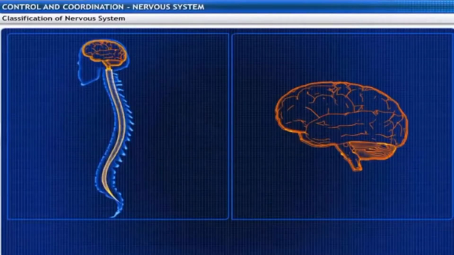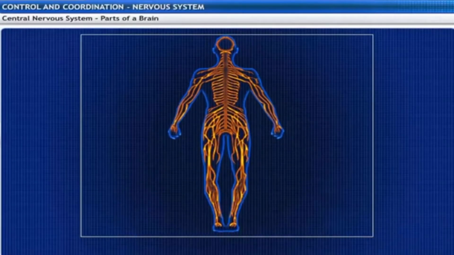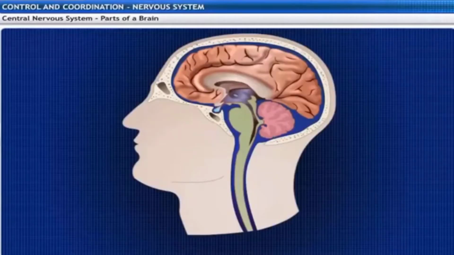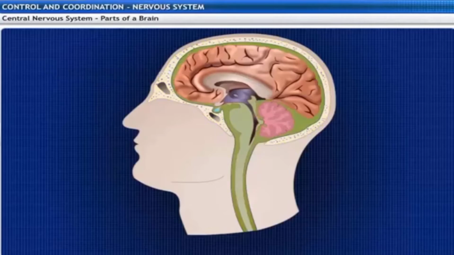Let's discuss the brain in detail. The brain is the main coordinating center of the body. It is a relatively small organ and constitutes about 2% of our total body weight. The human brain is a delicate organ and protected in a brain box called the cranium. Inside the cranium, the brain is contained in a fluid-filled space which provides further shock absorption.